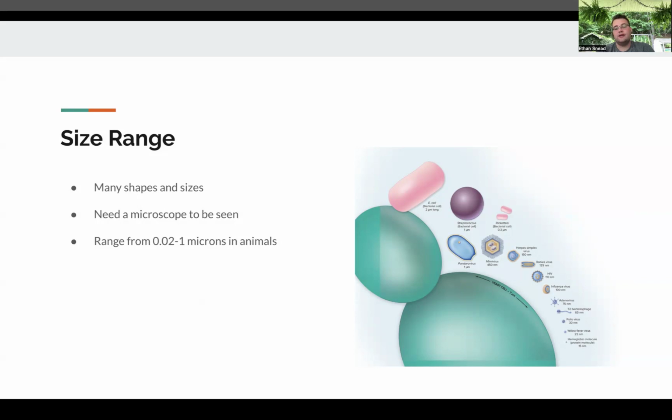Over here to the right, we have a little representation of a yeast cell and E. coli, and then other different types of bacterial cells, along with the sizes of viral cells. As you can see here, the yeast cell is much larger than all of the viral cells, but there are some viral cells that are pretty big within themselves.